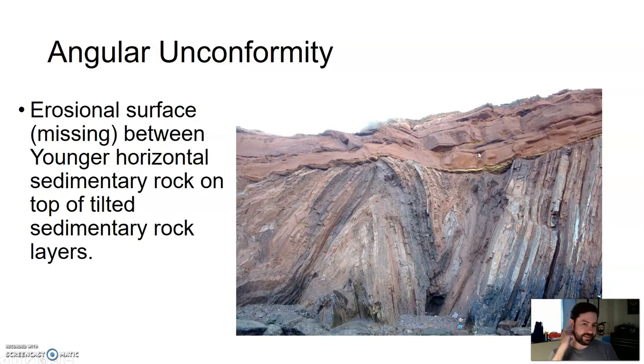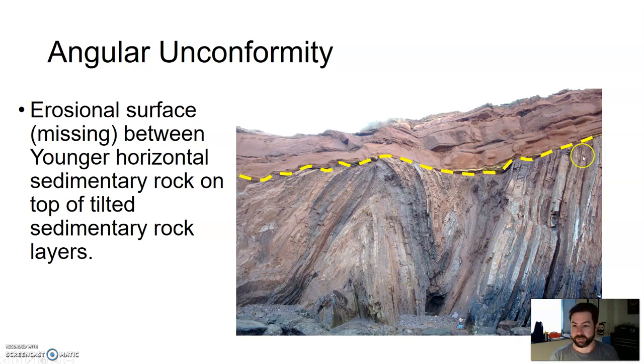And then probably the easiest to recognize, and I showed you this picture earlier, is an angular unconformity. This is when there's some sort of erosional surface, so missing material, between younger horizontal rocks on top and tilted sedimentary rocks below. So you can see these rocks below have been folded and tilted up.